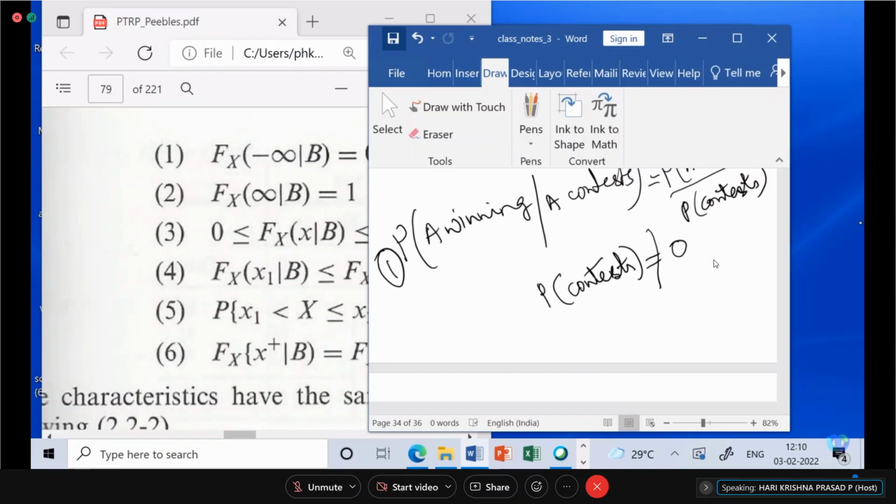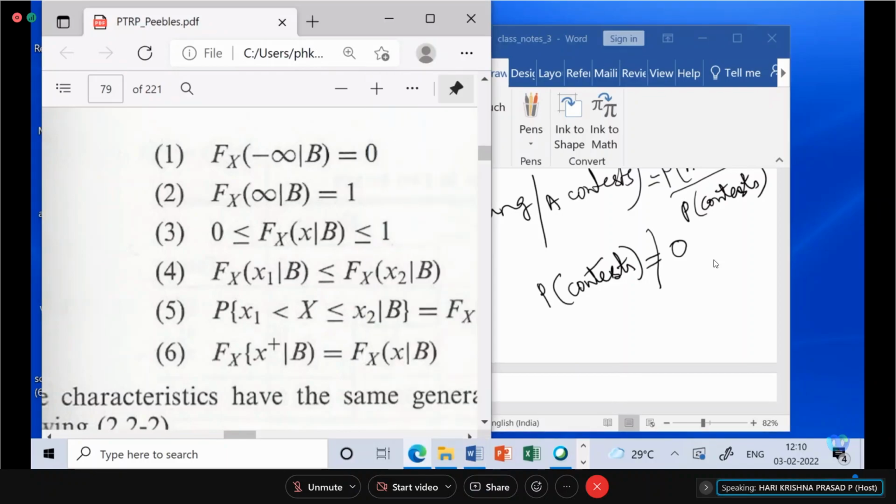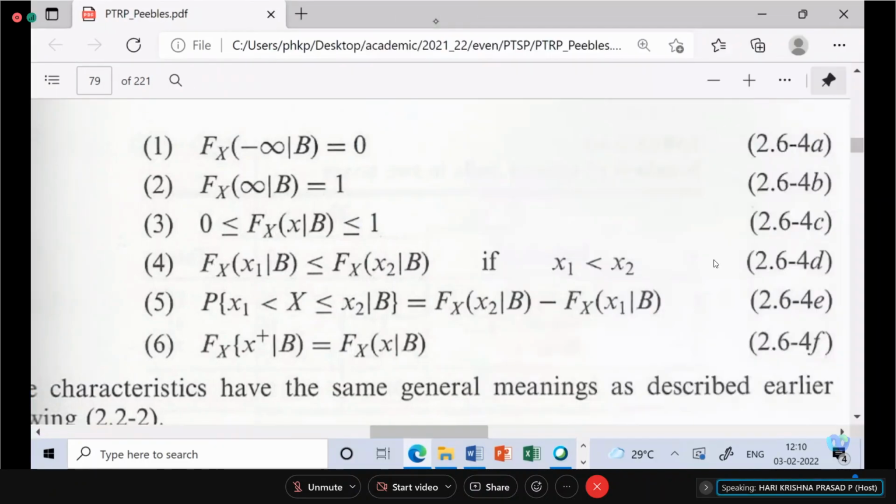Then another example could be: what is the probability of A being elected as a president given that A participates in the contesting process? Okay, so like that we can quote examples, right? Okay, let us come back to this textbook material where properties are listed out.